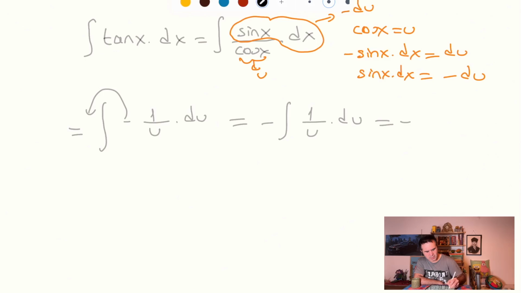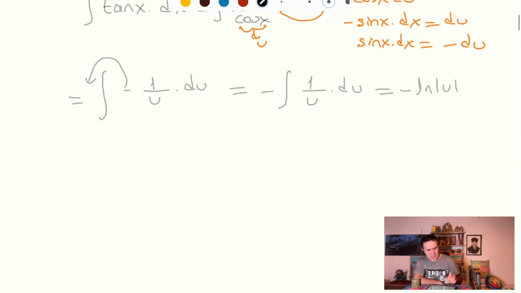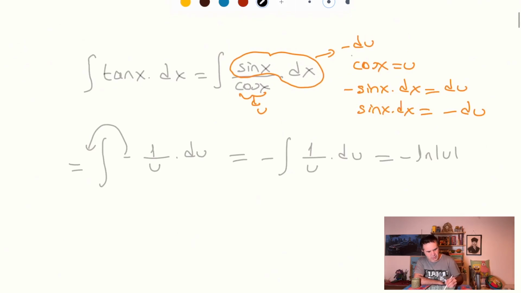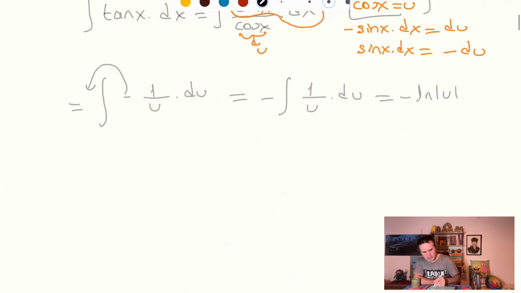And this is minus ln absolute value of u. Since u was cosine x, then the integral becomes minus ln absolute value of cosine x plus the constant c.